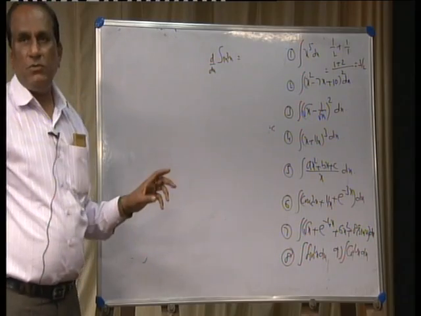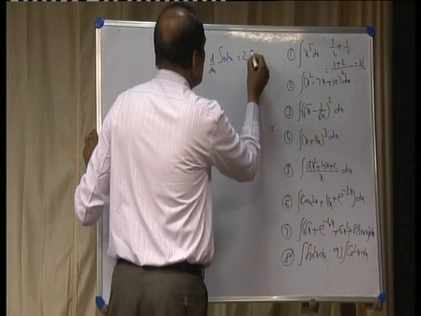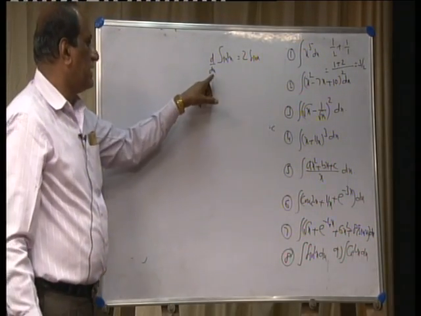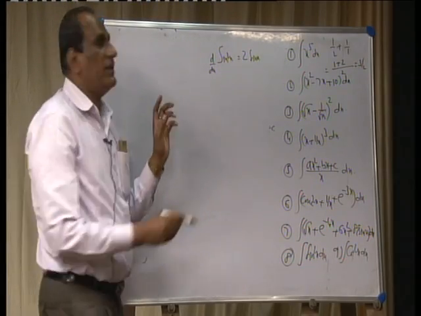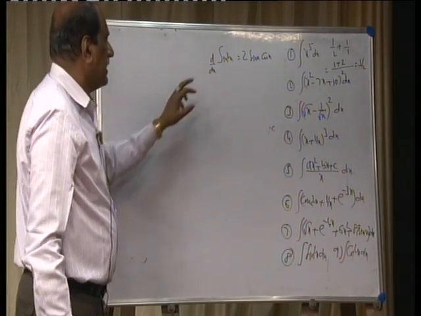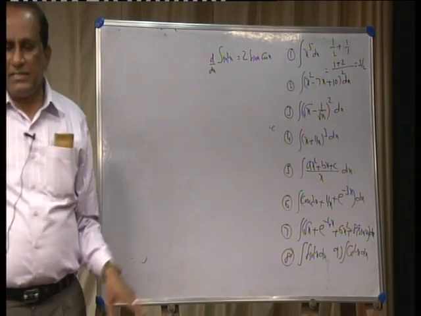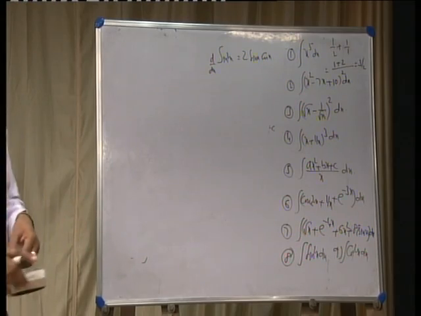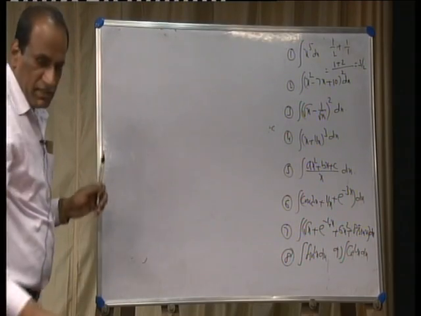So, power is 2. First integrate the power: sin square x, integration is 2 sin x. Sin square x differentiation is 2 sin x. Now, differentiate the function: sin x differentiation is cos x. Therefore, differentiation of sin square x is 2 sin x cos x. But in the case of integration, we cannot integrate the power and then integrate the function. There is a separate method to integrate such functions.